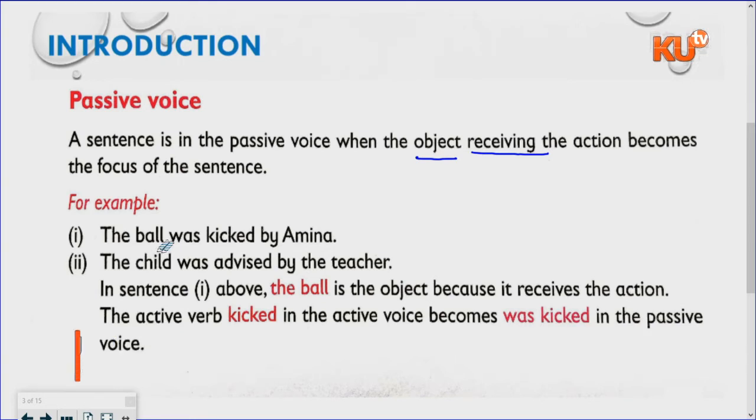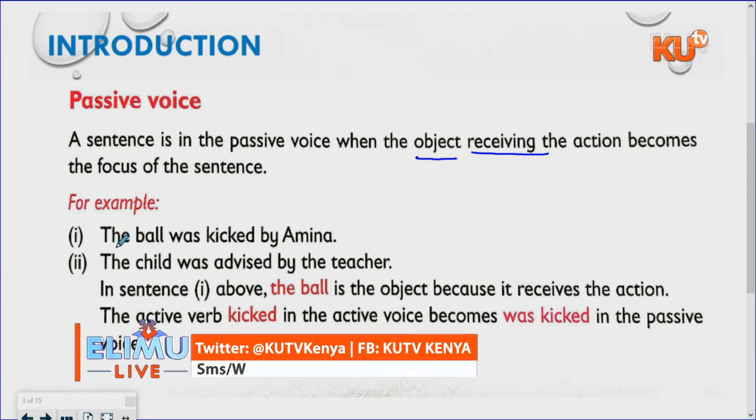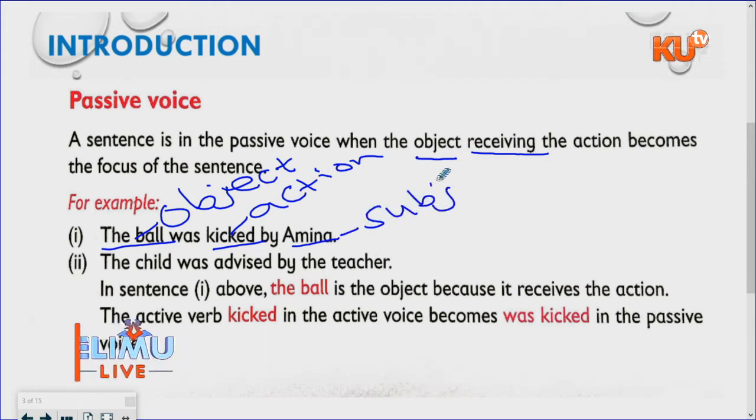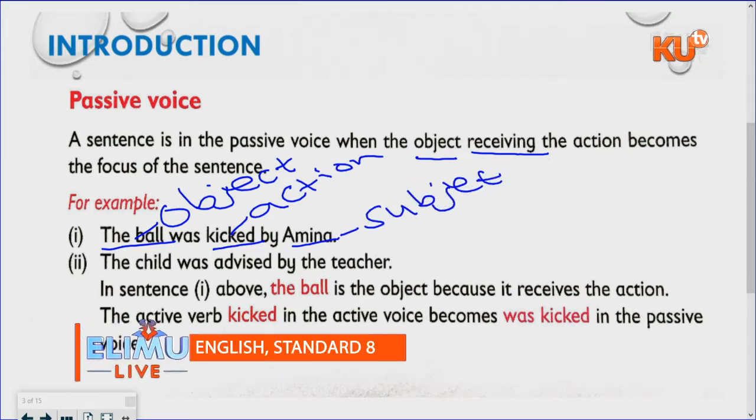So the ball is the object of that sentence. Then kicked is the verb or the action. Then Amina is the subject of the sentence. Now have a look at my explanation. A sentence is in the passive voice when the object receiving the action becomes the focus of the sentence.